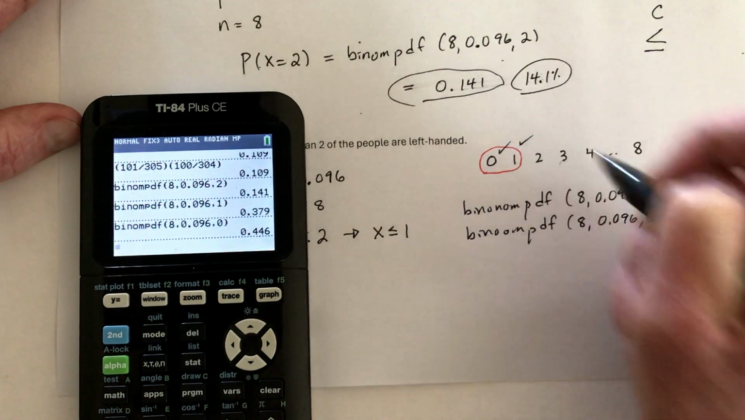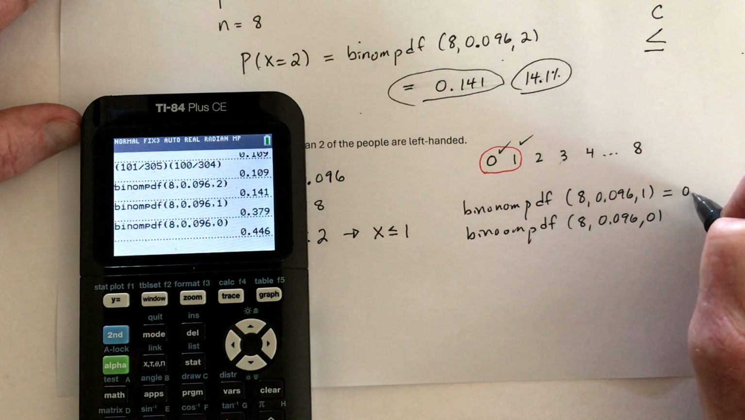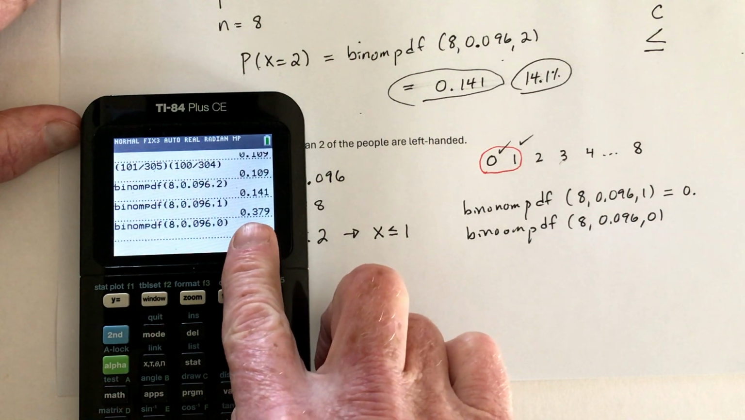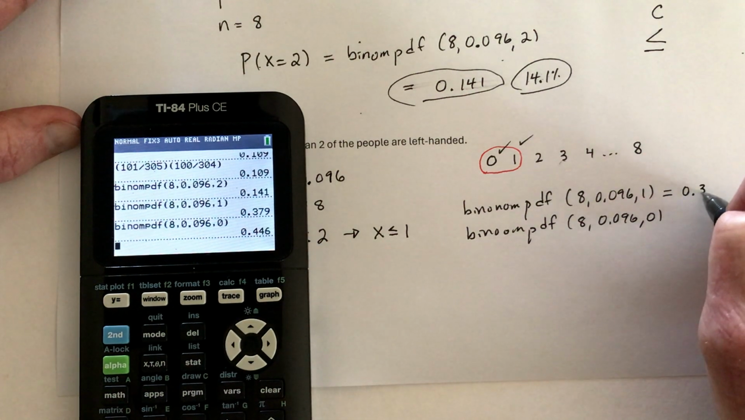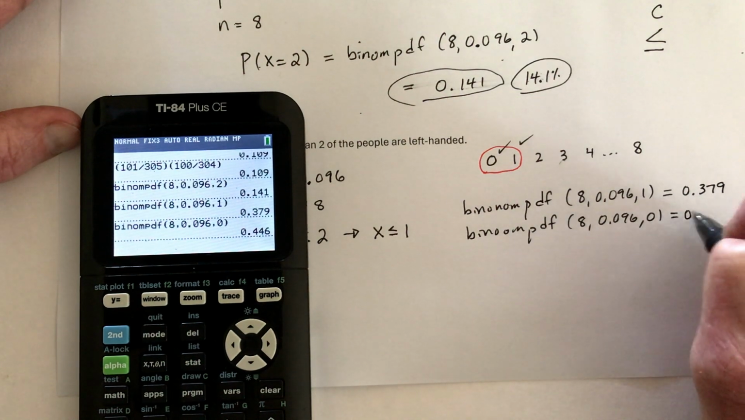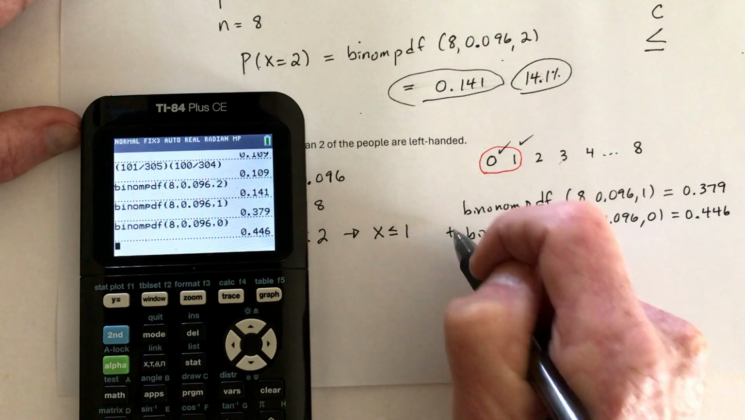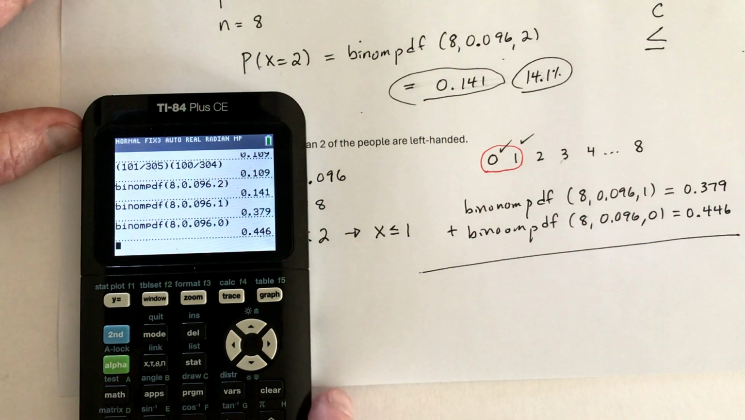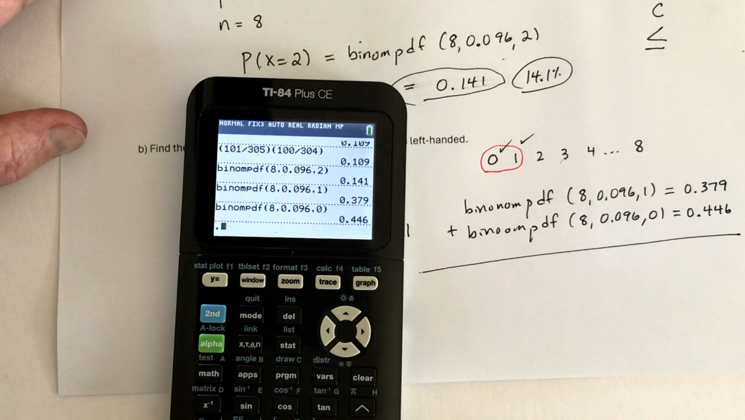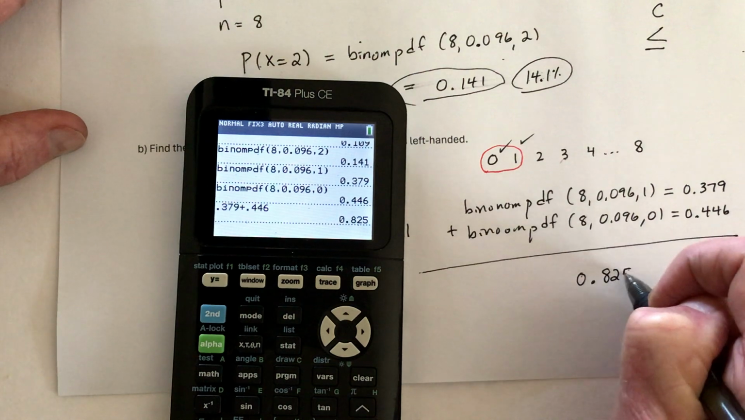So I'm basically doing these two cases. For this one, I got 0.379. Excuse me, I said it wrong at first. And for the second one, I got 0.446. Then just add these two answers together. 0.379 plus 0.446 equals 0.825.